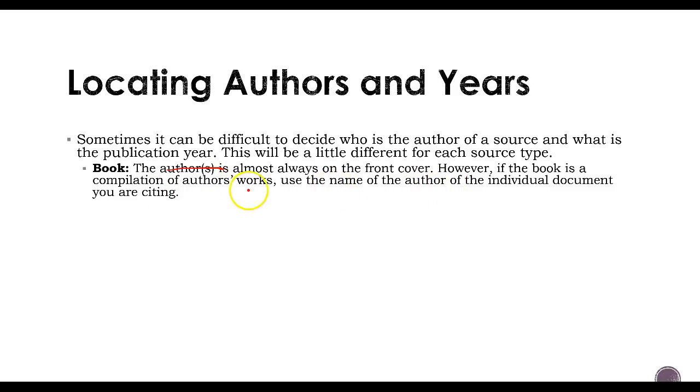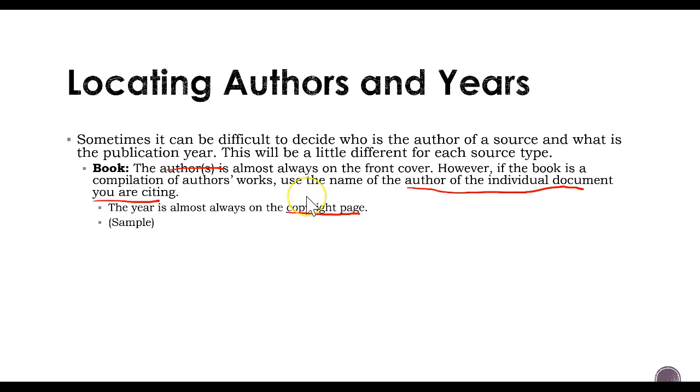However, if the book's a compilation of authors' works, you want to use the name of the author of the individual document that you're citing. So for instance, the book for this course is Graf, Birkenstein, and Durst are the editors, but Zinchenko might be an author within there. In that case, you'd want to use the author Zinchenko as your source. So the year is a little bit tricky to find in a book. A lot of times it's on the copyright page.